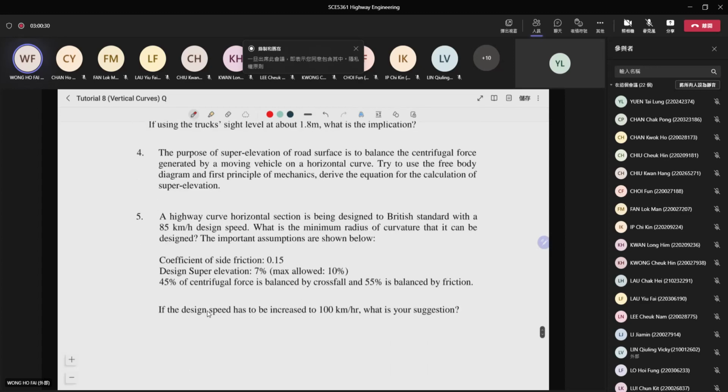And then finally, a horizontal highway curve section is being designed to British standard with 85 km per hour speed. What is the minimum radius of curvature that can be designed? The important assumptions are shown below. Coefficient of friction is 0.15. Design superelevation is 70%. 45% of the centrifugal force is balanced by the superelevation and 55% balanced by friction. If the design speed has to be increased to 100 km per hour, what are your suggestions?